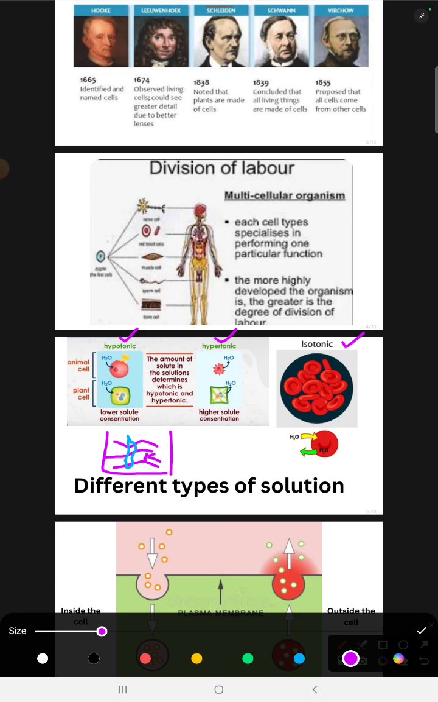This shows hypotonic solution. Here two examples are given, where you find the water is entering into the cell, one a plant cell, another an animal cell.